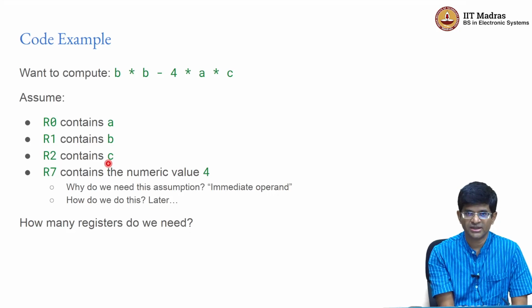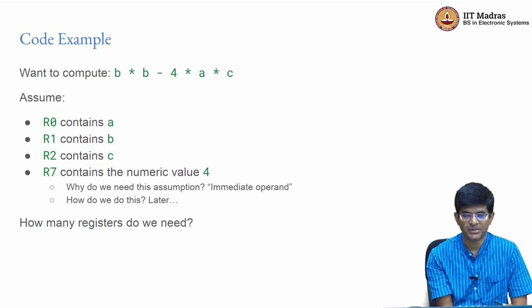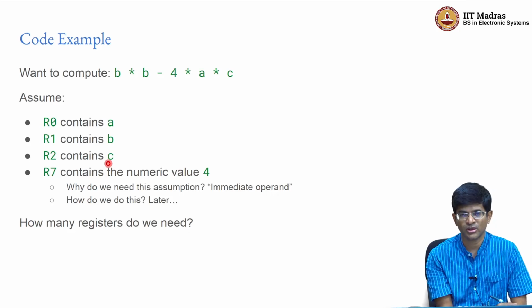Now, how do I get the values A, B and C into R0, R1 and R2? That's left for another time. I don't have an answer for that right now. We will of course be answering that question, but not right away. For now, just assume that somehow I managed to get A, B and C into R0, R1 and R2.